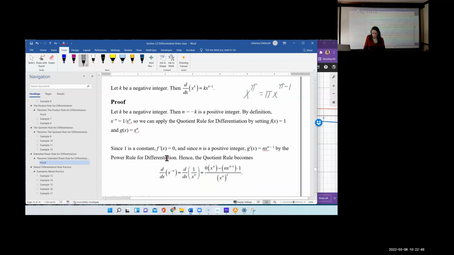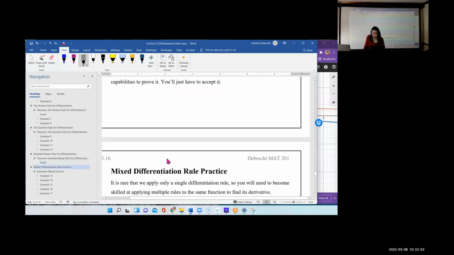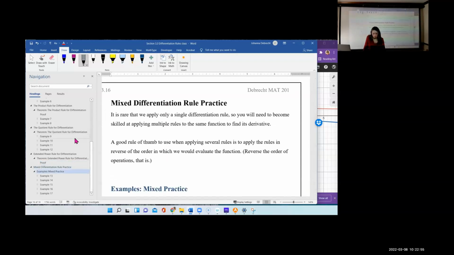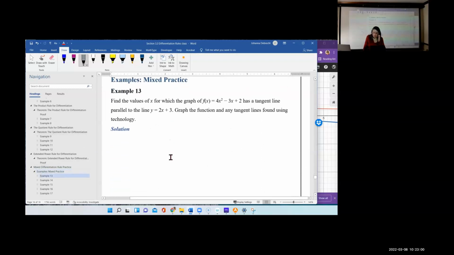It works for all of them. The proof for negatives is here in the notes. I'm not going to go through it. We're just going to use it in our mixed practice, all right?